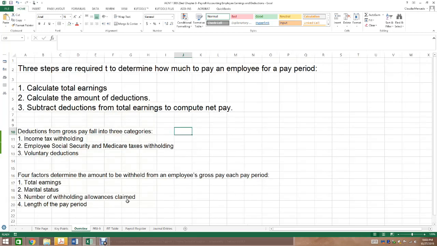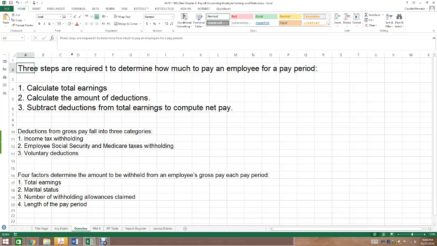Now, we are going to be preparing a payroll register. Okay? There's several steps that are required to determine how much we're going to pay an employee for the payroll period. Okay? So the first thing that we need to do is calculate total earnings. We have to figure out if this employee worked more than 40 hours, that way we can pay them overtime. So the first 40 hours, unless otherwise noted, there are some companies that do make exception to that rule. But for the most part, your first 40 hours are considered regular pay.